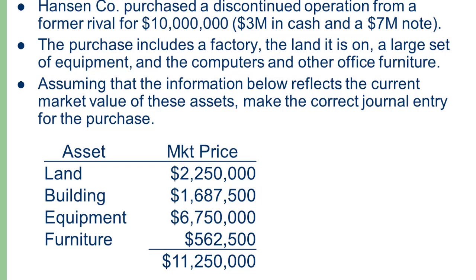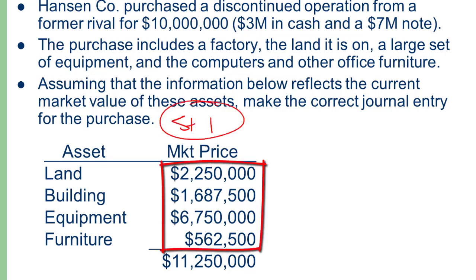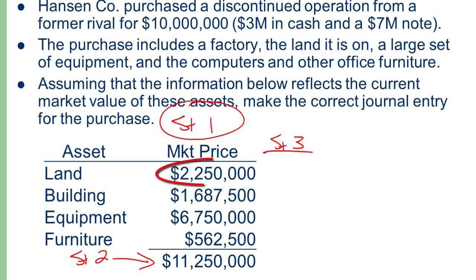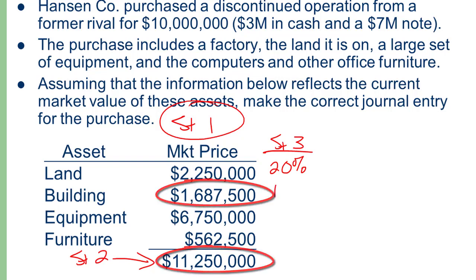So step number 1 is to come up with the market price of these assets, and I've done that. So this column right here is step 1. And this total down here, that's step 2. Step 3 is to get a percentage. So I'm going to take the $2,250,000 and divide by the $11,250,000. And if I do that, I get 20%. Now I do the same thing. The $1,687,500 divided by the $11,250,000, I get 15%.